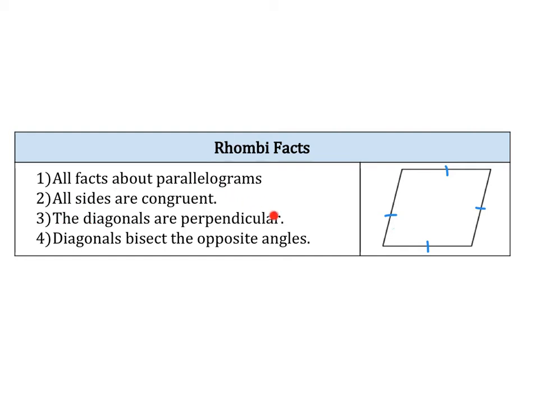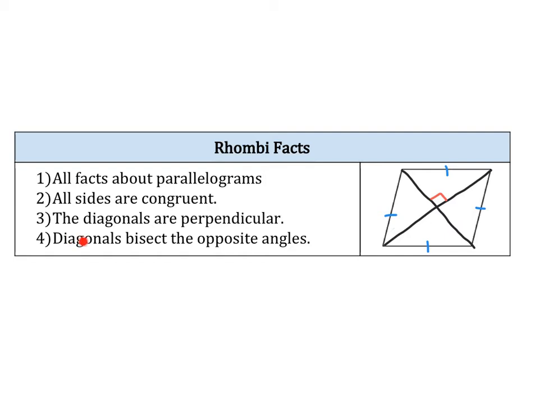The second new fact is that the diagonals are perpendicular. That means if you draw a line going across and another line going across, those two lines will make 90-degree angles. So actually all four of these angles are 90 degrees. So this is going to be a super useful fact for us. I do want to remind you that for rectangles, the diagonals are congruent. For rhombi, it's different. The diagonals are perpendicular.